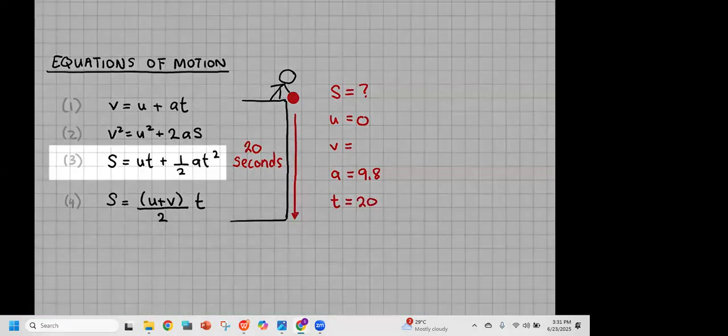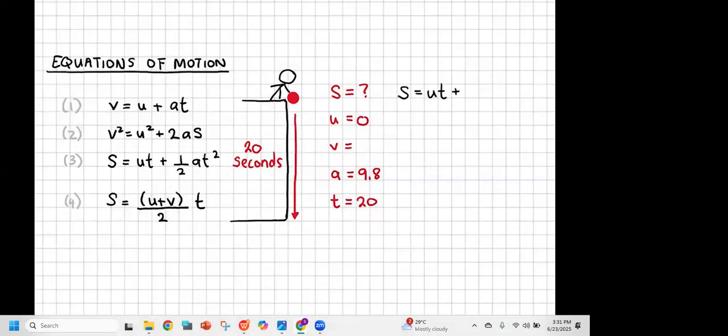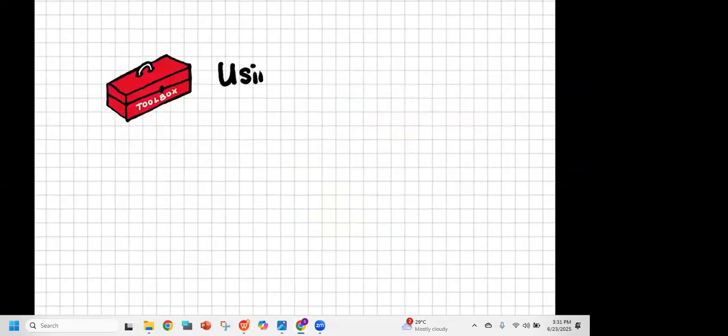The question tells us time is 20 seconds. I can use the third equation, s is ut plus half at squared. This becomes 0 because u is 0. So s is half times 9.8 times 20 squared, giving us a height of 1,960 meters.